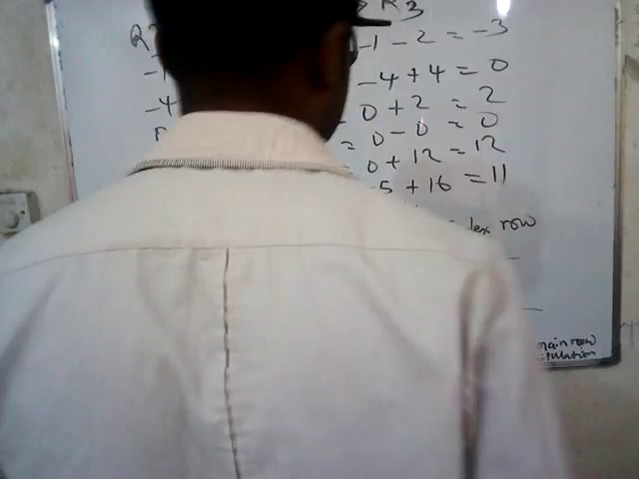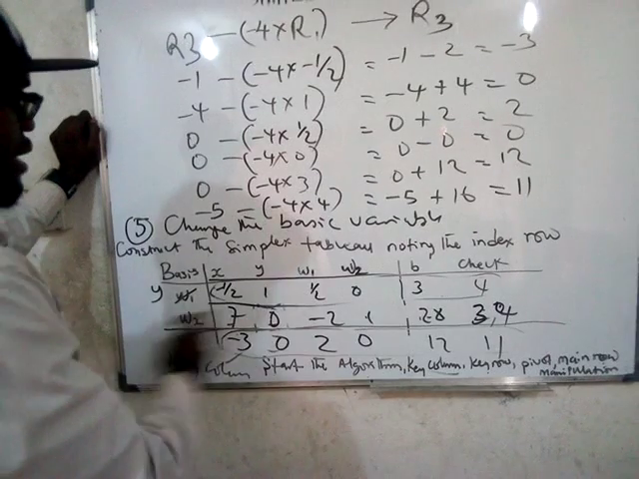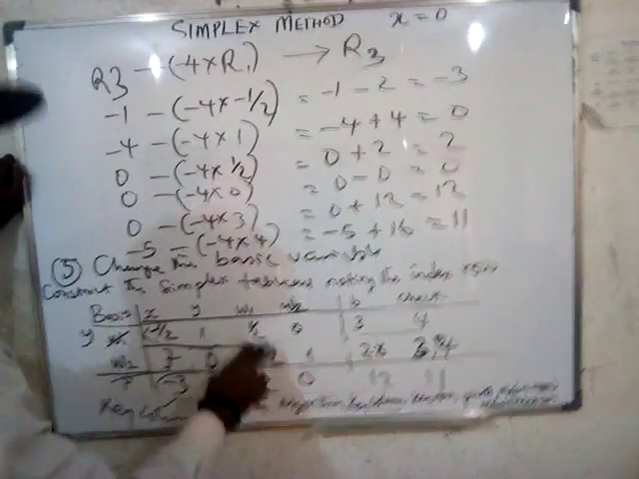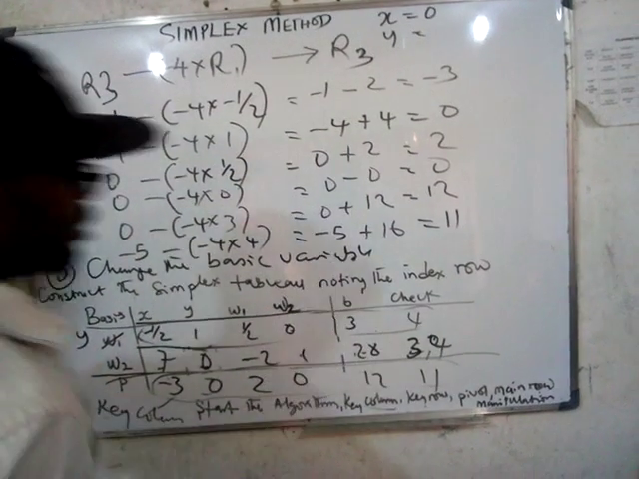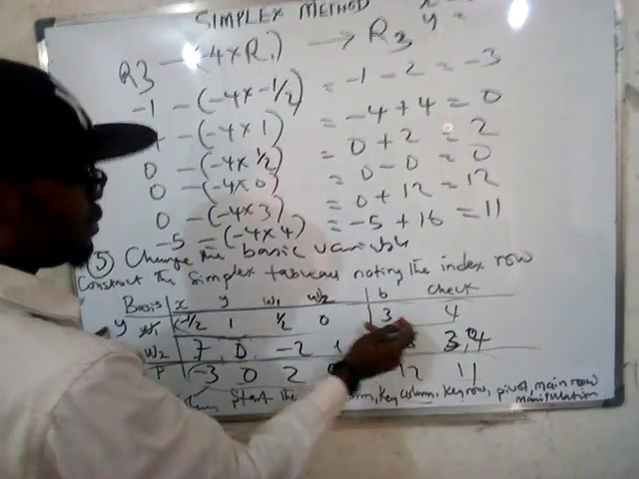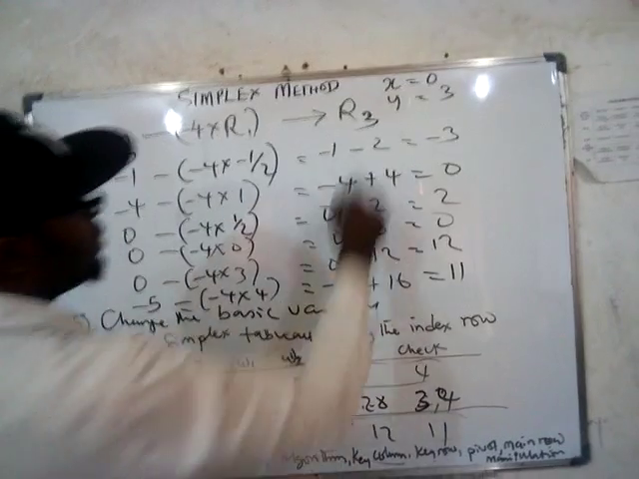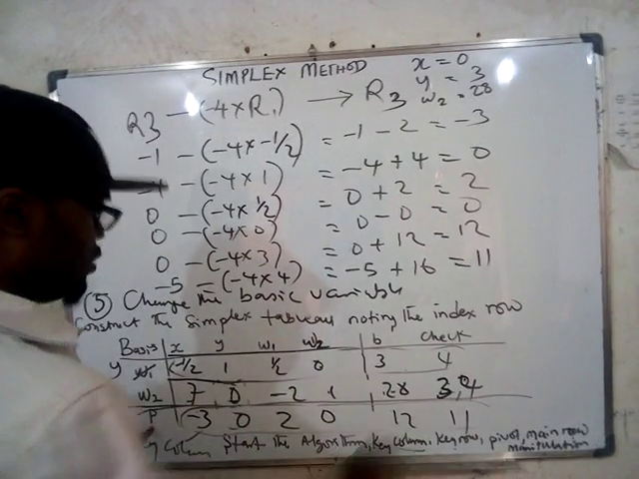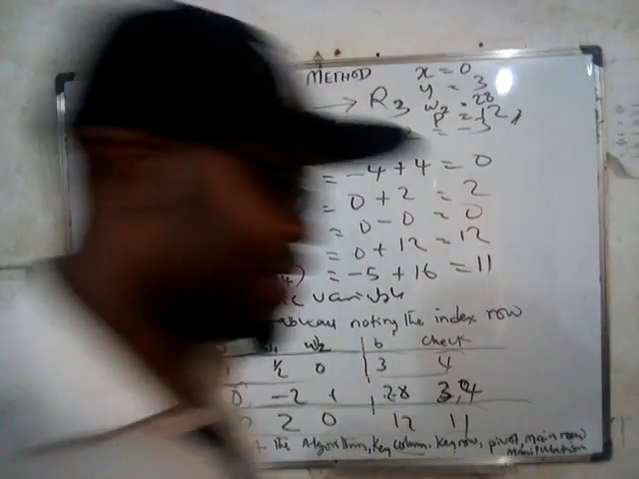So with that, we can now say that our answers are x is equal to 0 because x is not along this side. You see, you only have y and this. So because x is not here, you can say x is equal to 0. Then we can say that y is equal to what is on the b part. What is on the equal to there now? You can see that y is equal to 3. Then we can now say that w2 is equal to 28. And finally, that our p is equal to what? 12. So this is our solution at this point.